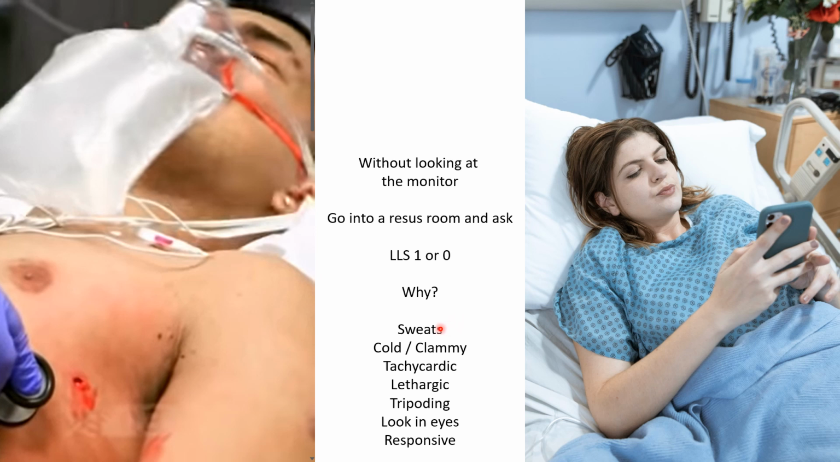Exactly. Usually we think that they're in a bad way because they sweat, they are cold and clammy, they have tachycardia, they're lethargic, they're tripoding, the way they're sitting, right? They have a high work of breathing. The look in their eyes, what you call the look of doom, and how well they respond to our questions. So there are lots of non-specific vital signs that are not on the screen that are really important, and I just wanted to draw attention to that in the emergency room.